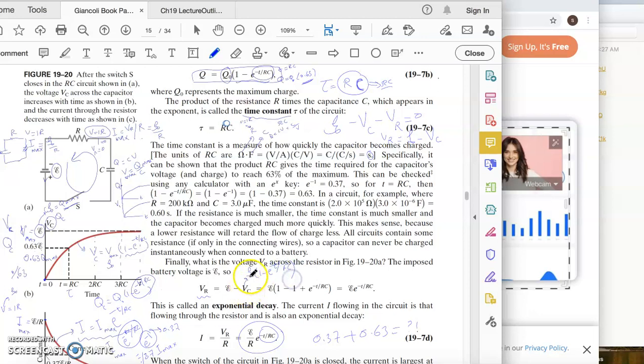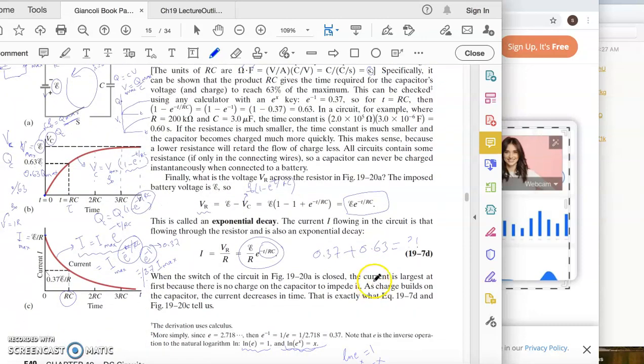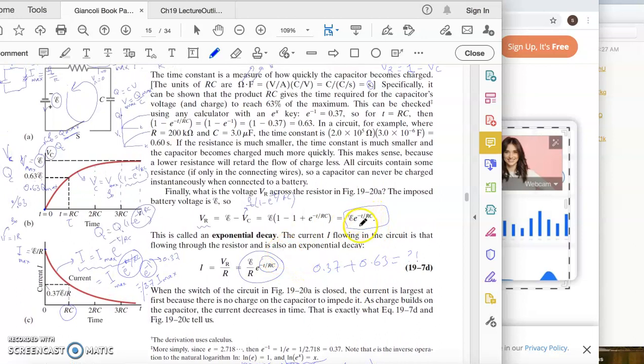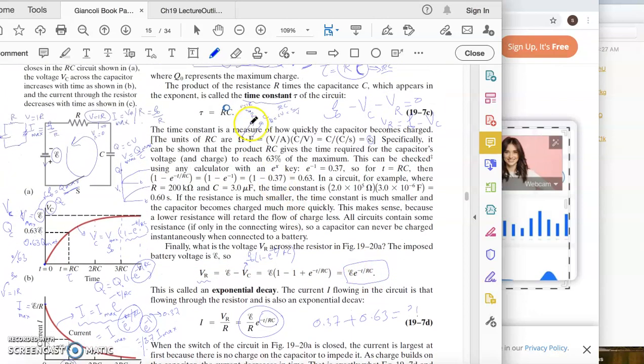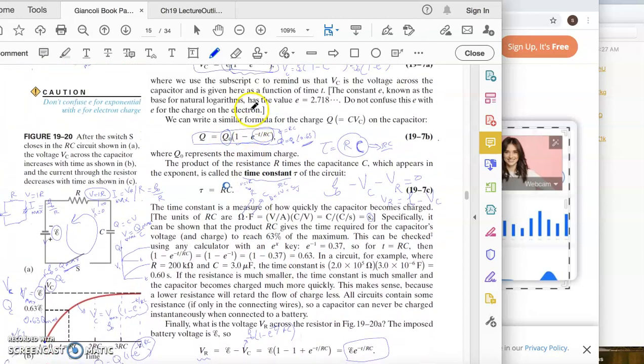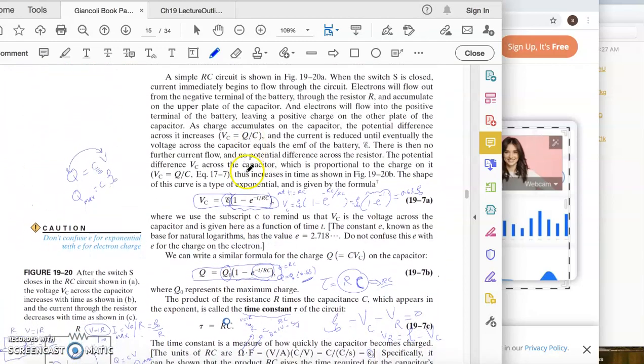we take epsilon as a common factor, so we come across this equation, which looks like the discharging. Actually, I should not confuse you. This is not discharging. It is the charging process. This is the voltage across the resistor, which is decreasing while the voltage across the capacitor is increasing. All right?